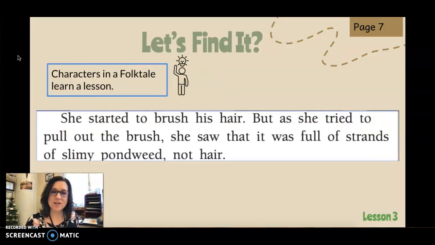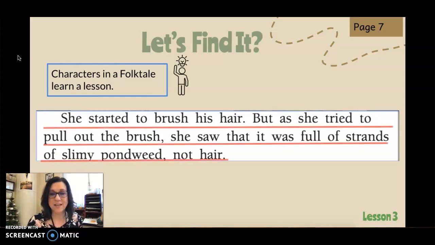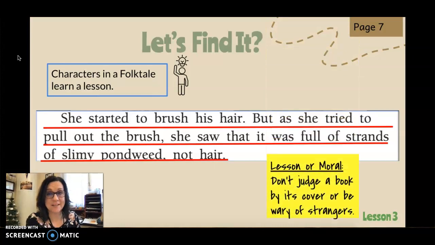All right, let's look at the characters on page 7 in the folktale that learn a lesson. Do you see what lesson Alice is learning here? She started to brush his hair, but as she tried to pull out the brush, she saw that it was full of strands of slimy pondweed, not hair. Her lesson or moral: don't judge a book by its cover. That could be the lesson here. Or be wary of strangers.